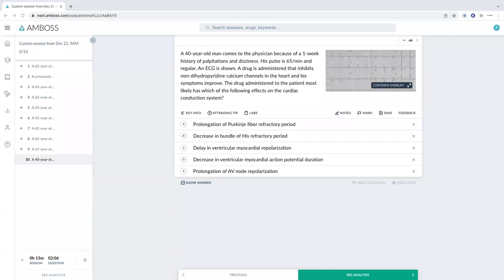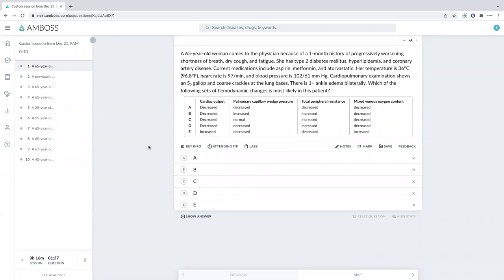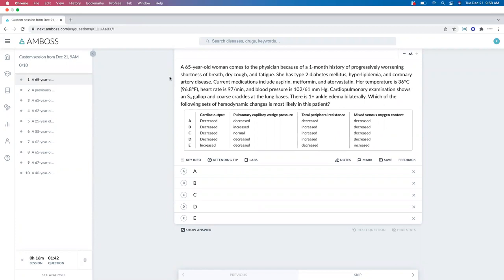So let's begin with the first question. Okay. Are we ready to solve the question? Is everyone ready? Guys, are we ready? Shall we begin? So let's begin with the first question. Which of the following sets of hemodynamic changes is most likely present in this patient? So which one did you guys choose for your answer?